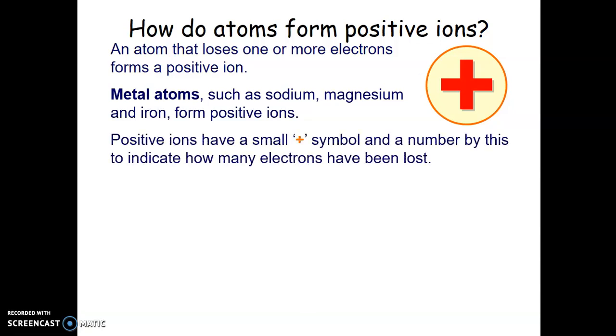Okay? When something becomes an ion, it then has a charge symbol next to it, and quite often it will have a number. That tells you how many electrons it has lost or gained. If it is a positive, then the number next to the positive tells you how many electrons it has lost.